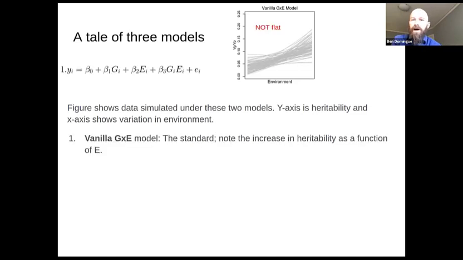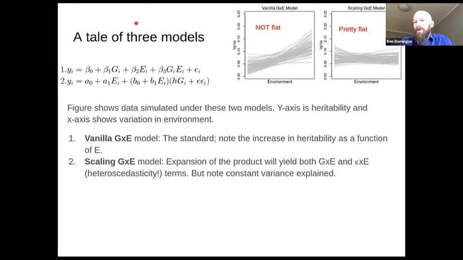So the first model is what I call the vanilla GxE model, right? This is just a classic gene environment model where you just have this interaction term B3 here, right? And this model is consistent with a scenario wherein we have changing heritability as a function of environment, right? You can see the upward slope of these lines. They're not flat.